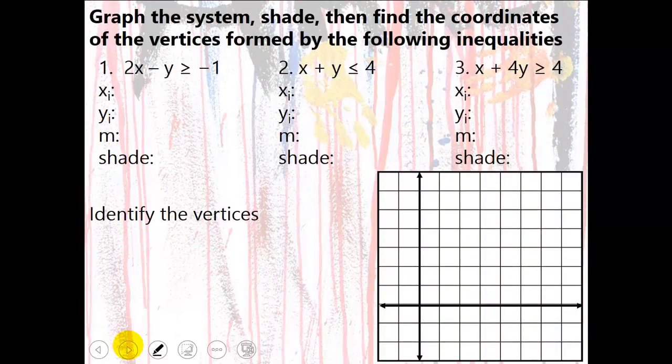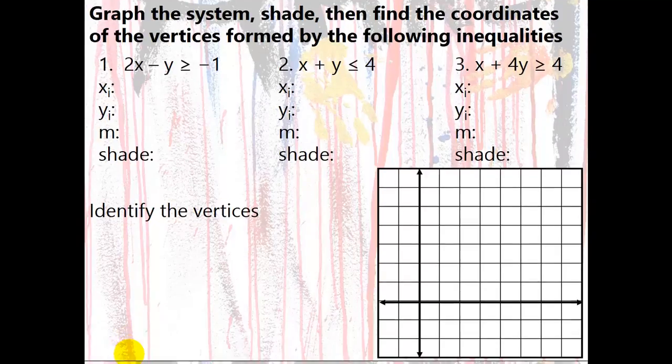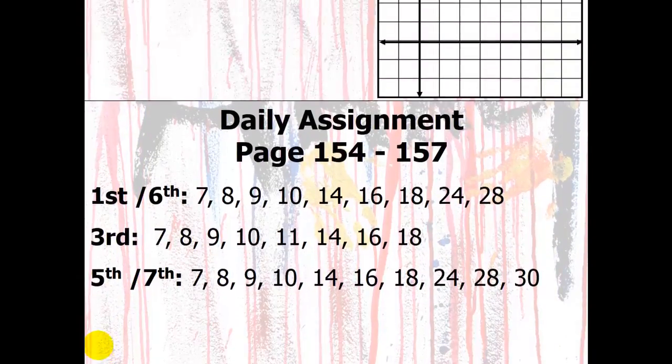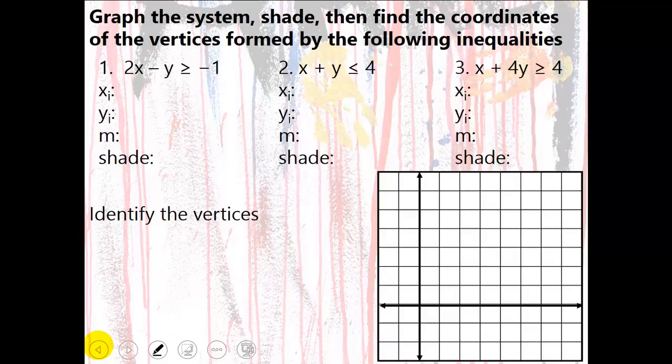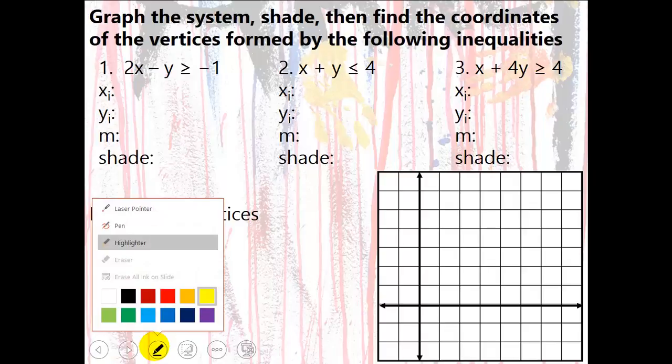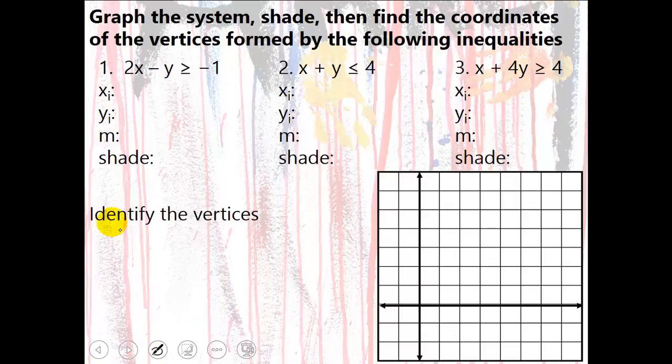All right, our last example. Is that our last example? Yep, this is our last example. So what we're going to do is we're going to graph a system of 3 inequalities, and then we're going to identify the vertices, okay? So let me set my pen to purple.